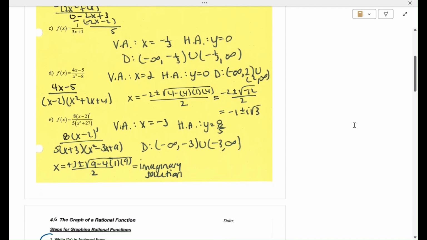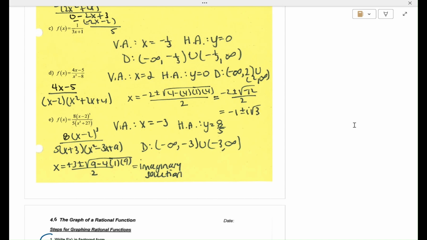Okay, and then we get to part E. Now this one has a sum of cubes in the denominator, so you need to fully factor and expand this out. So that's why I rewrote the rational function the way I rewrote it, fully expanded. And then what you can see is that when you try to do the quadratic formula again for that quadratic trinomial, it ends up getting you an imaginary number again. So the vertical asymptote is only going to be -3. And because your leading degrees are tied at x to the third power, you're going to get a horizontal asymptote at y is equal to 8/5, because those are the ratio of the leading coefficients.